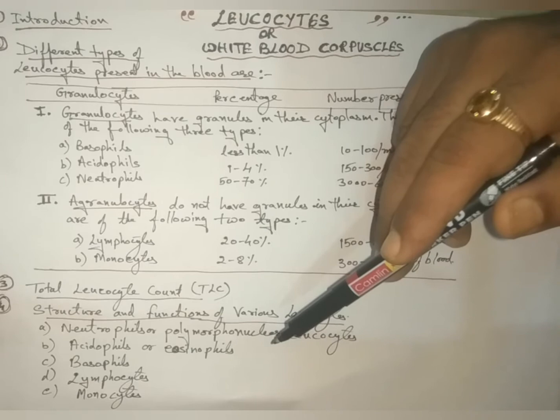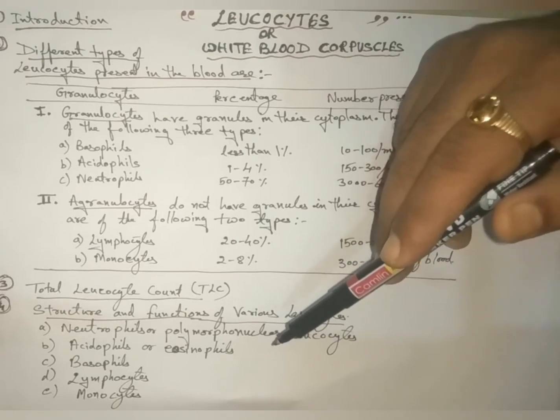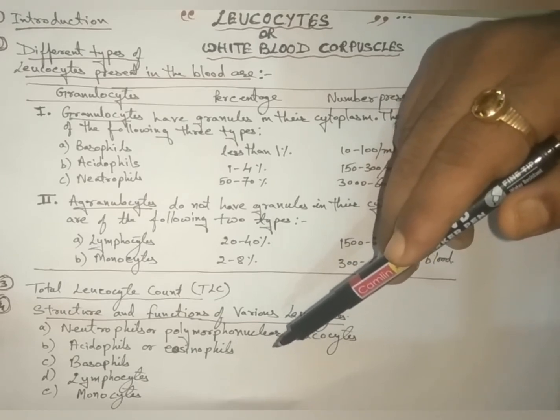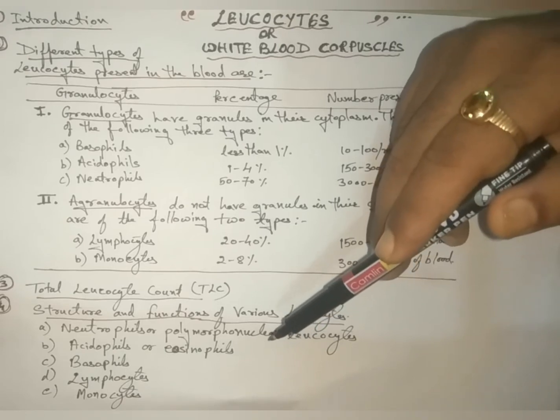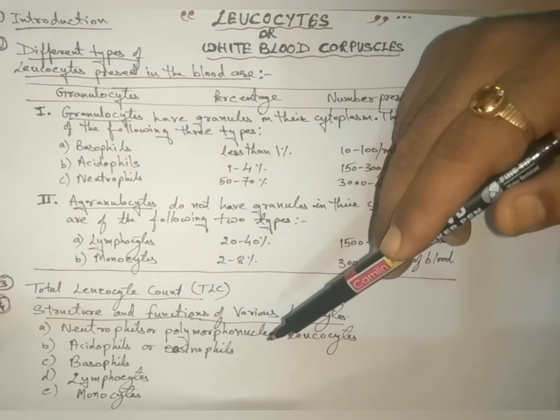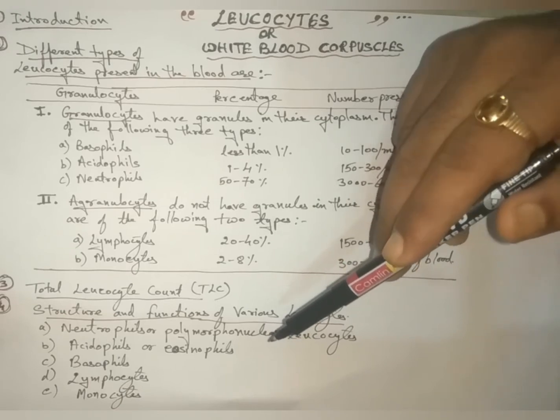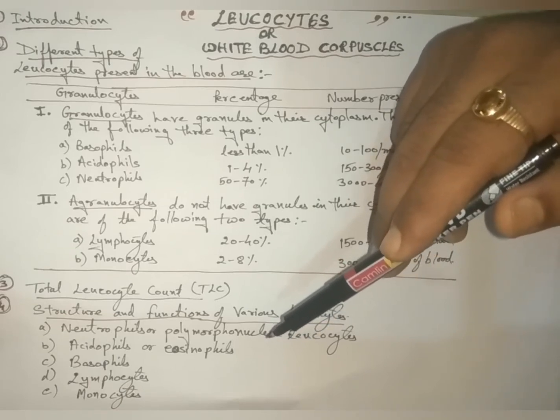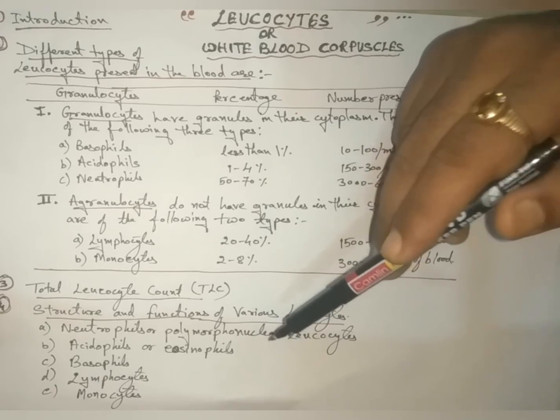The main function of neutrophils is phagocytosis. They are the first cells in the body that ingest and kill bacteria. They also contain a fever-producing substance, endogenous pyrogens. An increase in the number of neutrophils is known as neutrophilia, and a decrease in the number of neutrophils is neutropenia.